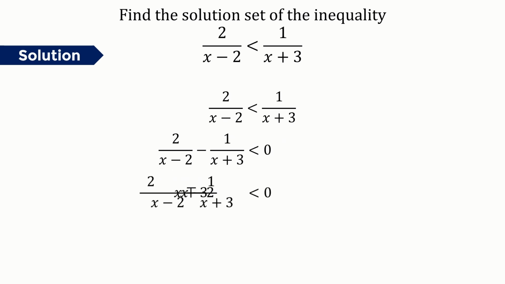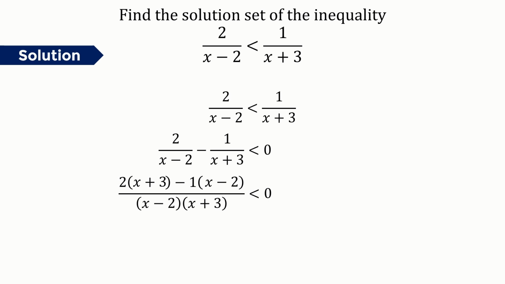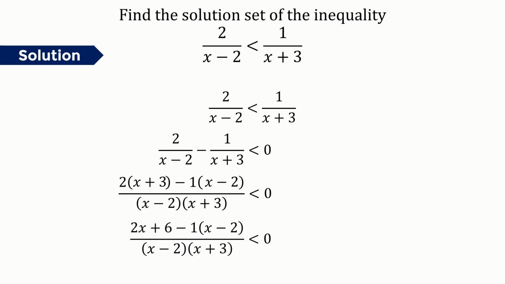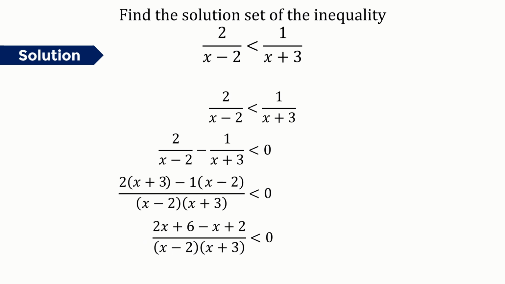So we're going to cross multiply there. So we have 2 times x plus 3 minus 1 times x minus 2, over x minus 2 times x plus 3, is less than 0. Right, so we expand the numerator. So we get 2x plus 6, minus, so we multiply negative 1 into x minus 2, we get negative x plus 2, and then 2x minus x is x, and then 6 plus 2 is 8.